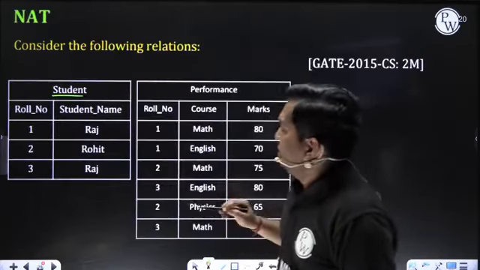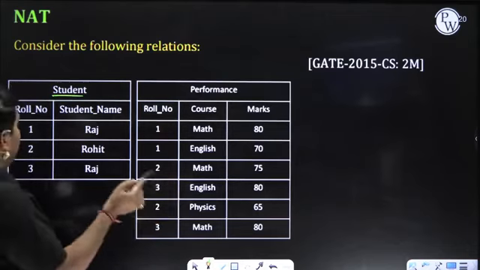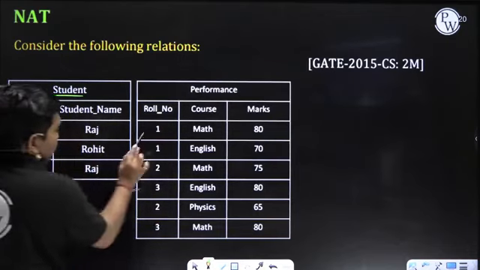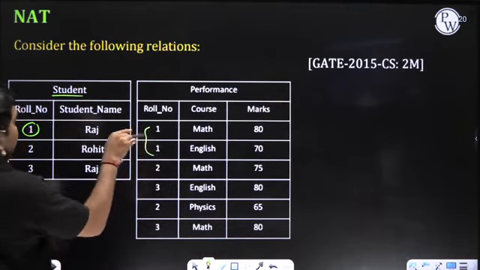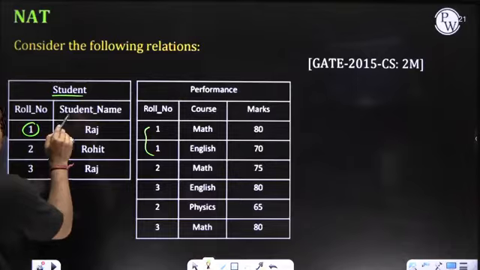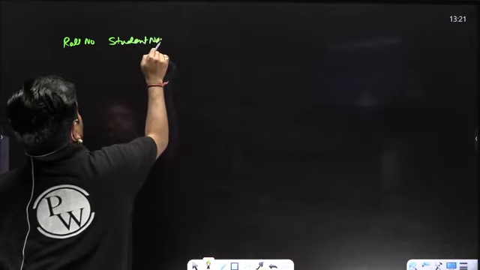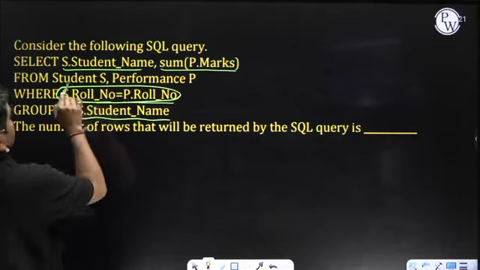Here the student table has 3 tuples, and 3 times 6, 18 tuples you will get. But there is one short trick you can do directly. One is matching with these two. So first of all, write down the attribute names: roll number, student name, and this is S.